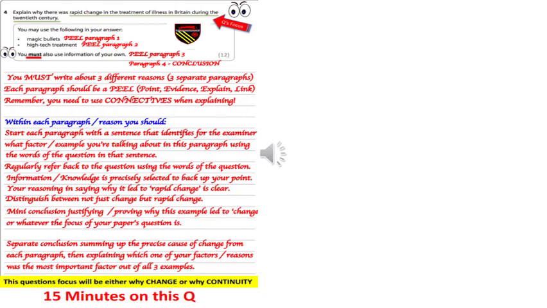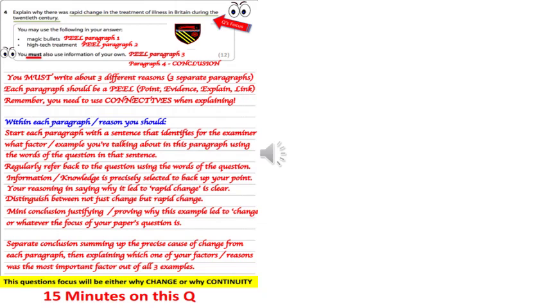So use those connectives wherever possible. Now, a separate conclusion, just scooting down to the bottom of this page: you need a separate conclusion summing up the precise cause of change from each paragraph. Your paragraph doesn't have to be very long though. What I would recommend is selecting one thing as being the most important factor. So choose one of your factors that was the most important reason for rapid change.